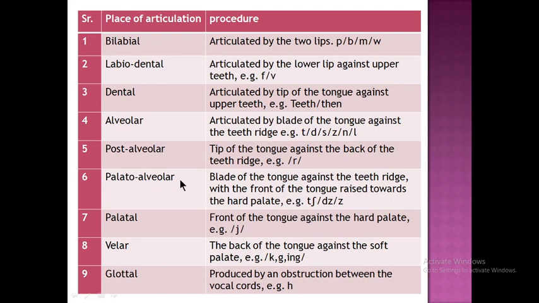This is palato-alveolar. What I'm explaining here are the places of articulation and the procedure which comes in the picture. Is it clear what I said? The place of articulation and the procedure give us certain sounds. Palato-alveolar, blade of the tongue against the teeth ridge with the front of the tongue raised towards the hard palate. Palatal, front of the tongue against the hard palate. Velar, the back of the tongue against the soft palate. And the last one is glottal.